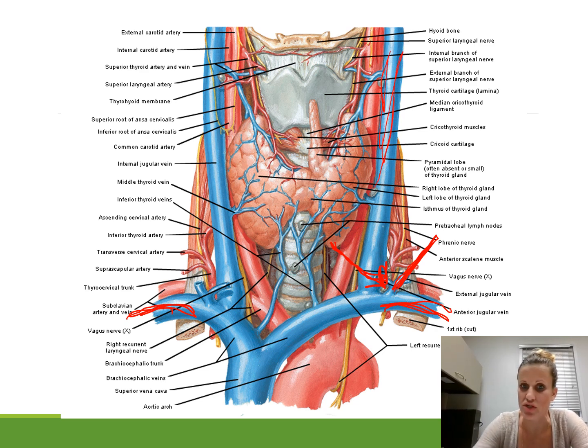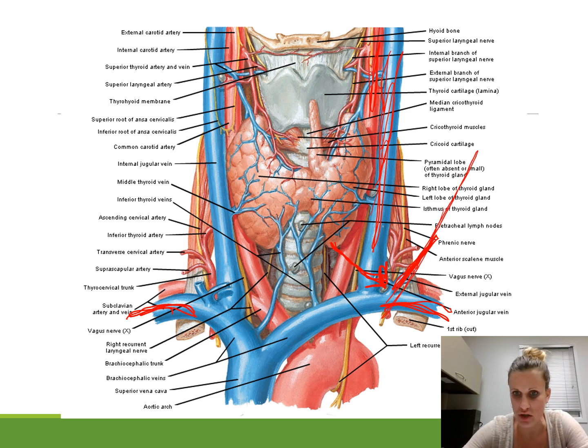And again, remember I told you the internal jugular vein runs right alongside the common carotid artery. So those are deep. The sternocleidomastoid would run on top of those. So the internal jugular vein is more deep and it's larger. The external jugular vein is smaller and more external. The anterior jugular vein runs anteriorly and then joins up with the external right before it terminates at the subclavian.